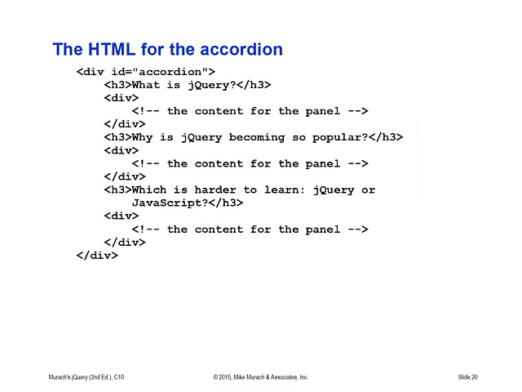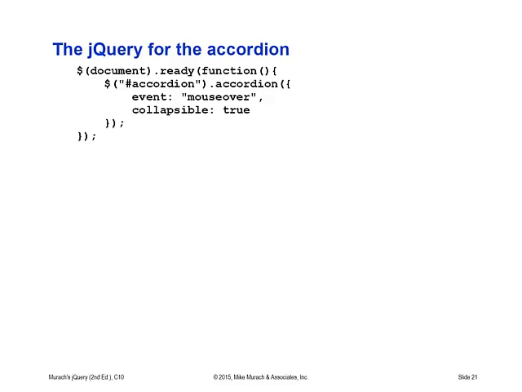This is what the code looks like for the accordion under HTML that we previously saw as a preview. Now remember, this reflects the second one, why is jQuery becoming so popular, using the H3 header. And next is the jQuery for it. Here's the code for the accordion, jQuery code that can be collapsible or open under a mouse over.